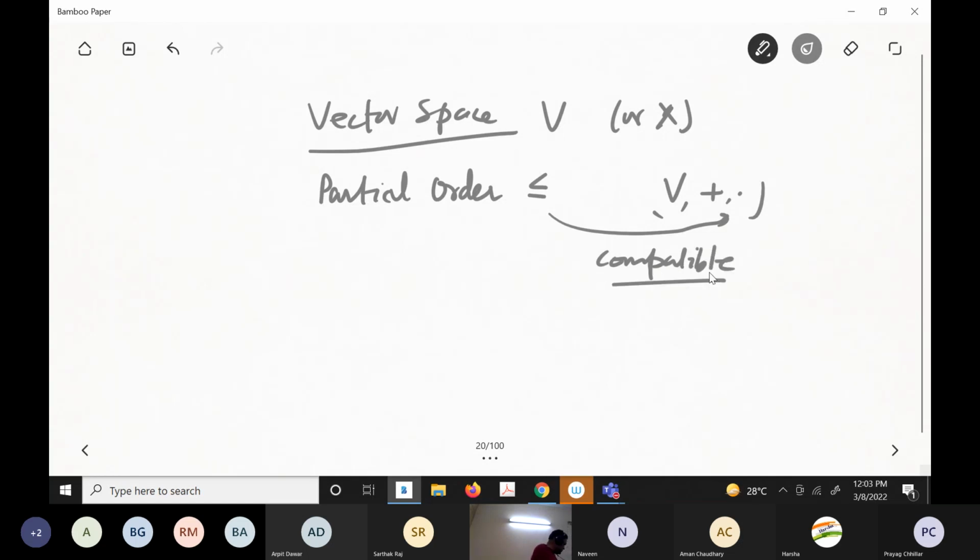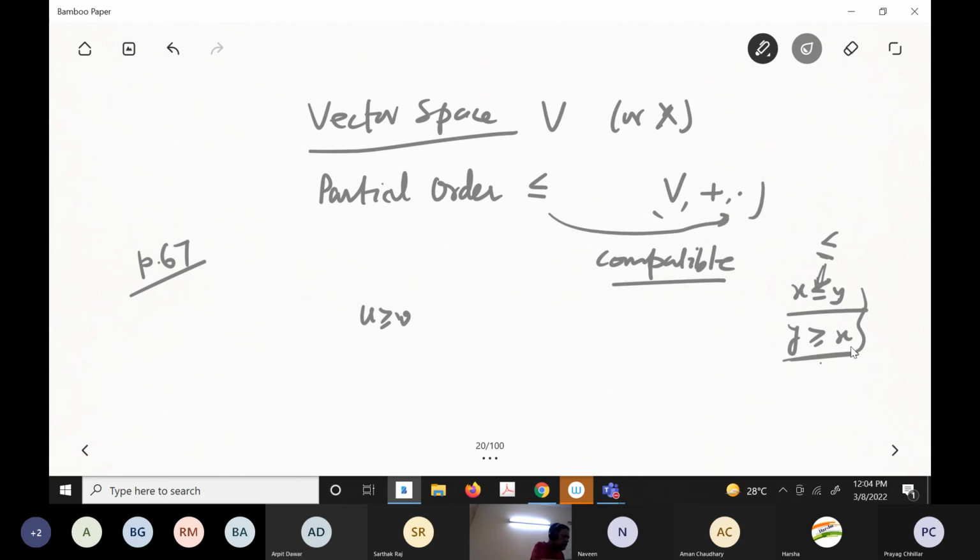By compatible I mean, as I explained last time, in Aliprantis and Border, you look at the top of page 67. If you have U greater than or equal to V, it is just an alternative notation, not another relation. Y greater than or equal to X means X less than or equal to Y. There is only one relation; this is just an alternative notation. So U greater than or equal to V actually means V less than or equal to U.